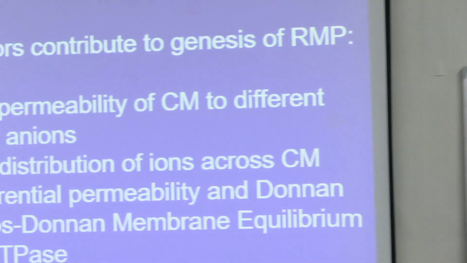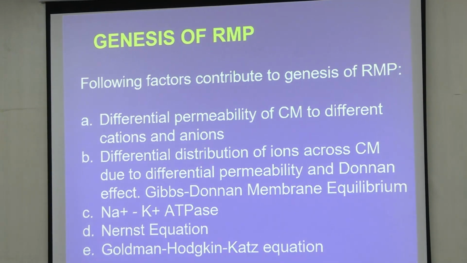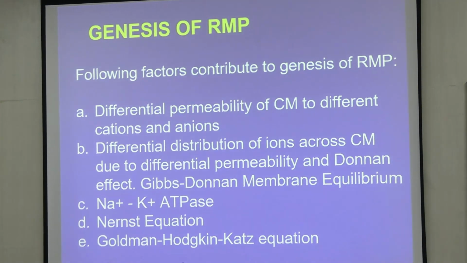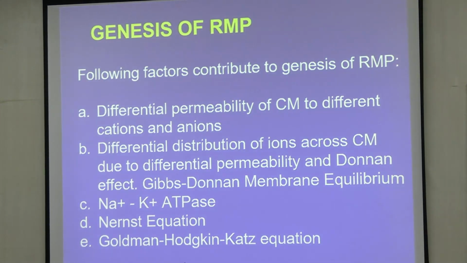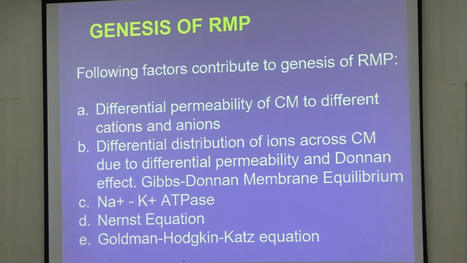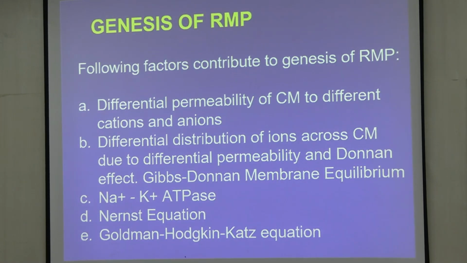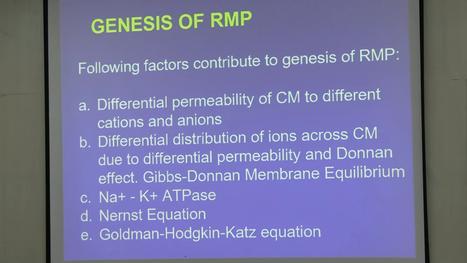Now the genesis: how negativity is developed inside, how this happened. We'll discuss it, and what are the reasons? These are the factors by which we can explain how RMP is actually generated, how it is developed. Okay, what are these?